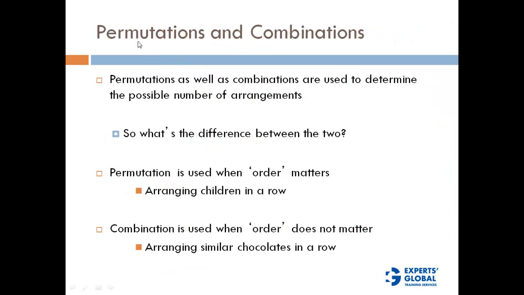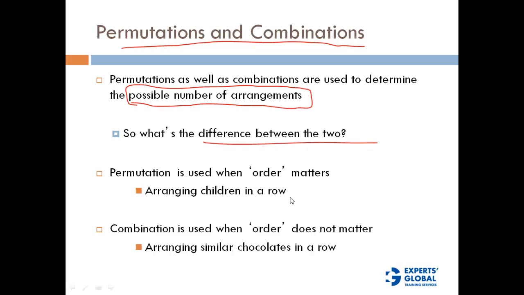Permutations and combinations are an extension of the fundamental counting principle. Both are used to find out the possible number of arrangements. So what is the difference between the two? We always hear these terms, permutation and combination, and both are used to find the number of arrangements. So what exactly is the difference? Permutation is used when order matters, whereas combination is used when order does not matter.